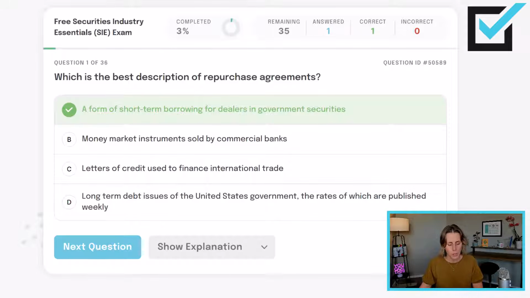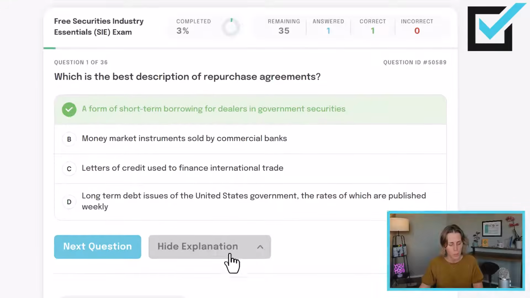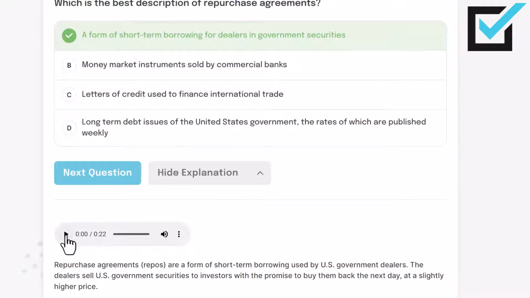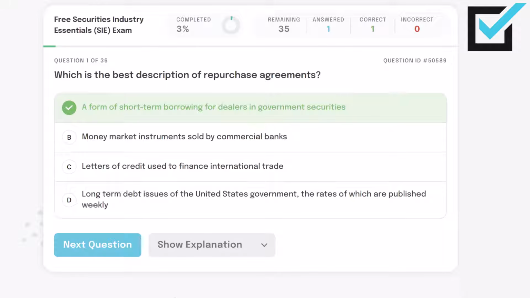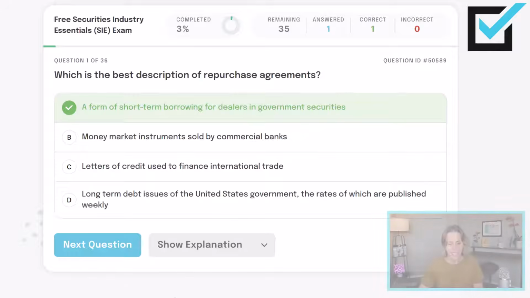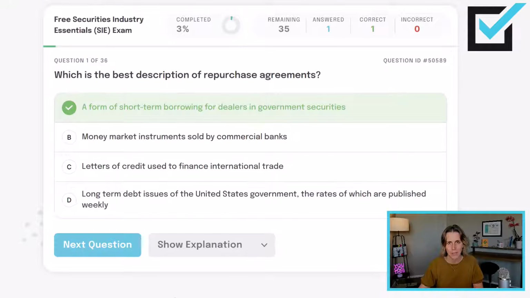For all of the questions, you can click show explanation. You can read the rationale and you can also listen. Some people learn best by listening. So for these other choices, sold by commercial banks, money market instruments, that's a certificate of deposit. Letters of credit used in the import-export business, those are called banker's acceptances. And long-term debt issues of the U.S. government, that's a U.S. government bond.